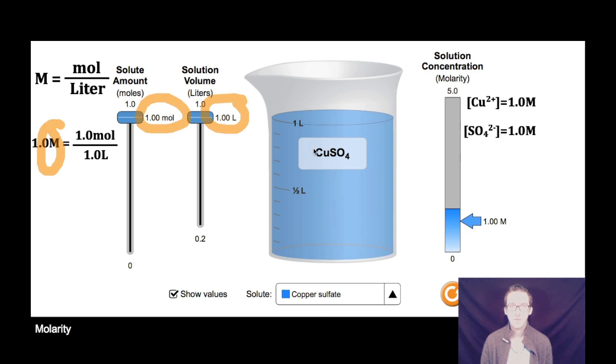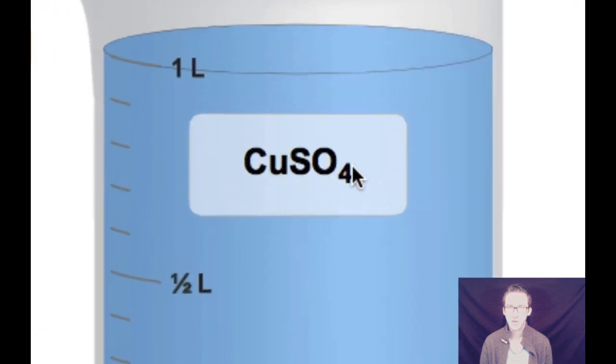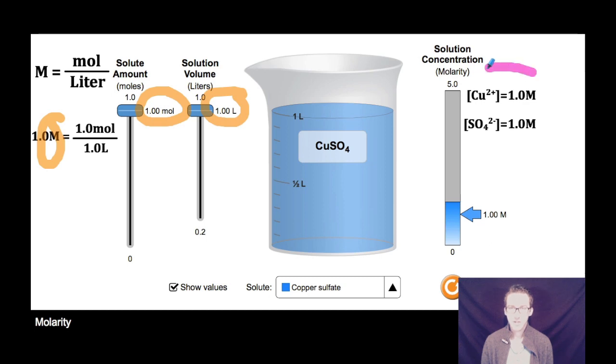Now, as you look at the formula for copper(II) sulfate, recognize that the ratio of copper(II) ions to sulfate ions is a 1-to-1 ratio. What that means is the concentrations of the copper(II) ion and the sulfate ions are also 1 molar concentration. Because as I put this soluble ionic salt into solution, the ions dissociate into 1 mole of copper(II) ions and 1 mole of sulfate ions.